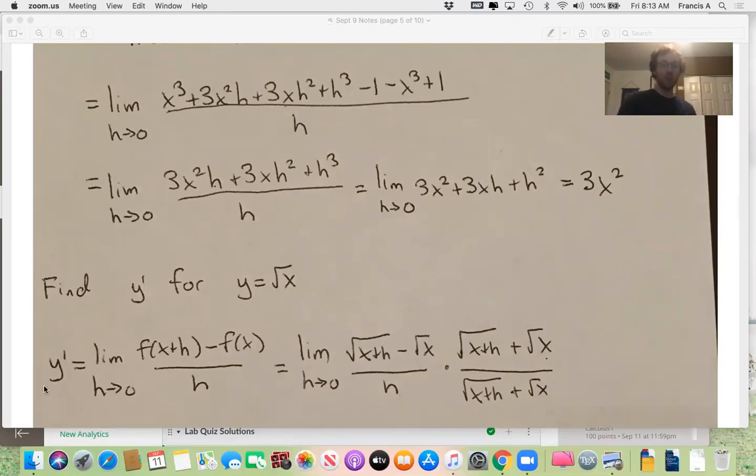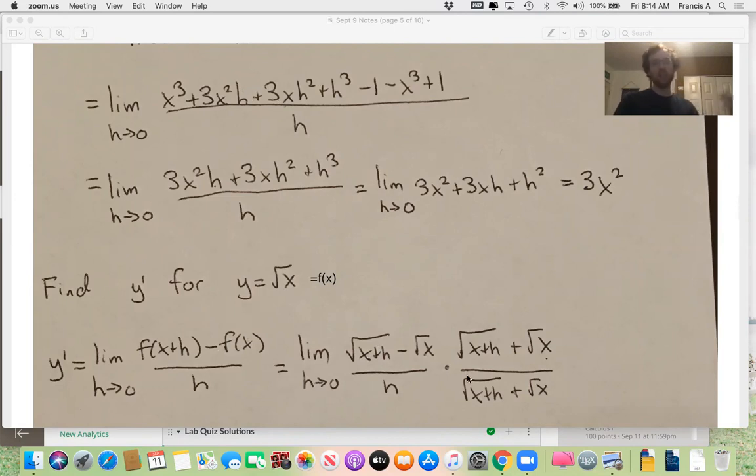So y prime, the derivative, is the limit of our function. And here I just kind of said, I am going to say that this is f of x. So this is the form of the derivative limit. And then we use our specific function, the square root of x. So we put x plus h into our square root to get the square root of x plus h. And then we subtract the function, which is the square root of x.